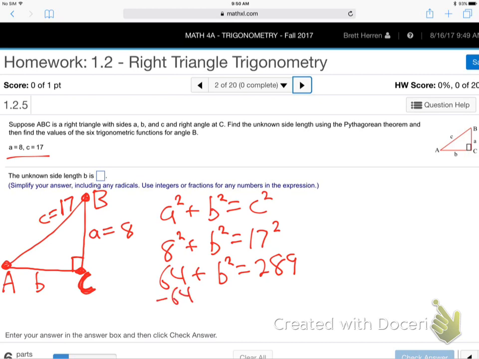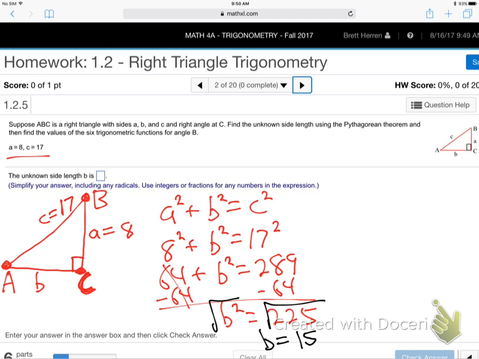Yeah, subtract the 64 and then take the square root, right? So 225. And then, oh, that's nice. It came out nice. Wait, I know that one. What is that one? Is it 25? 15? 15. So when you square root, it comes out 15. So we got b is 15.